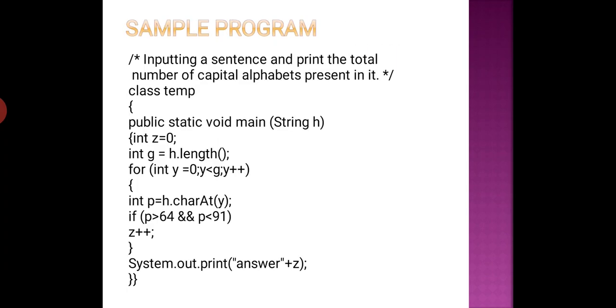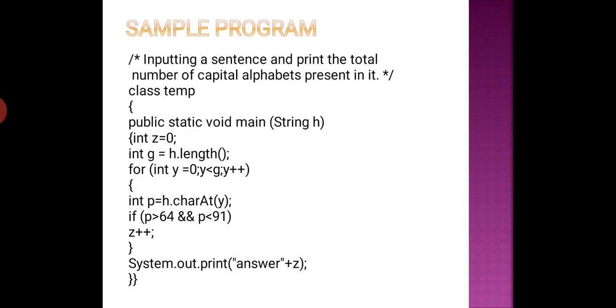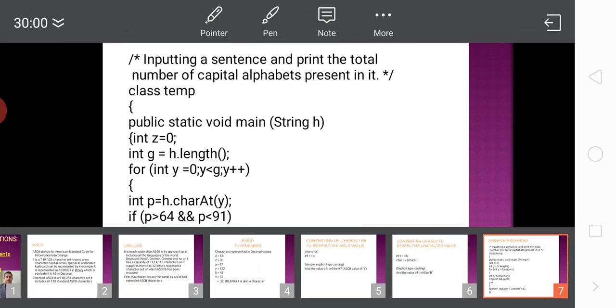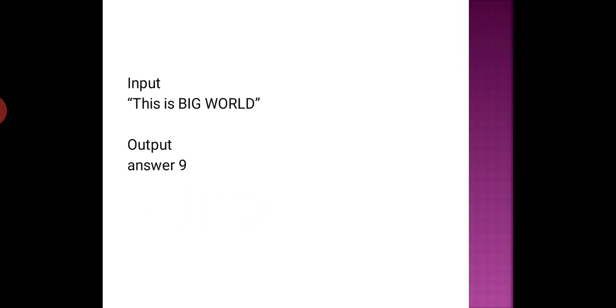I have taken a sample program in the next slide to explain how we can actually use the ASCII in programming. Here is a very simple program which inputs a sentence and prints the total number of capital alphabets present in it. We will input the sentence using a BlueJ method, find its length, and then have a loop from 0 to the length, chopping all the characters one by one, and then this check of if here: p is greater than 64 and p is less than 91.